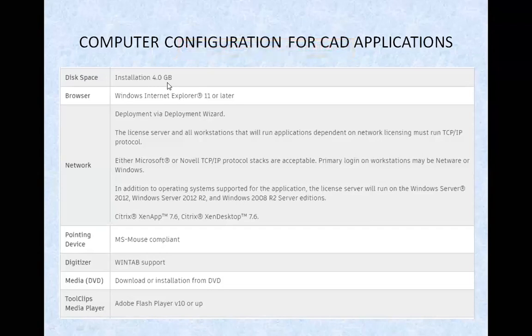Okay, so minimum random access memory should be at least 2 GB. And ROM should be at least 4 GB. So we should have 4 GB internal storage. If you have 5 GB internal storage also, you can run AutoCAD and you can start the work.